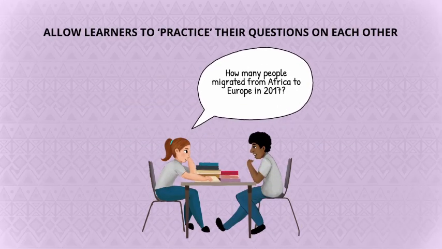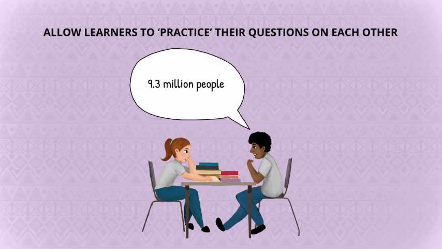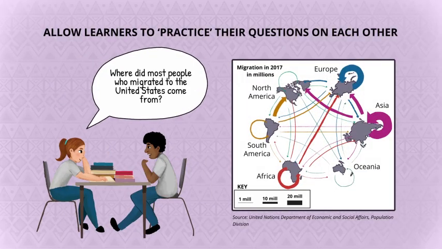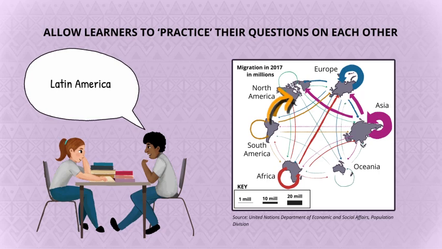How many people migrated from Africa to Europe in 2017? 9.3 million people. Where did most people who migrated to the United States come from? Latin America.